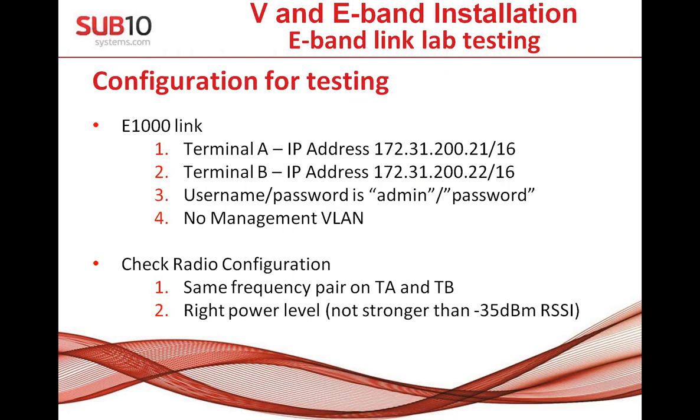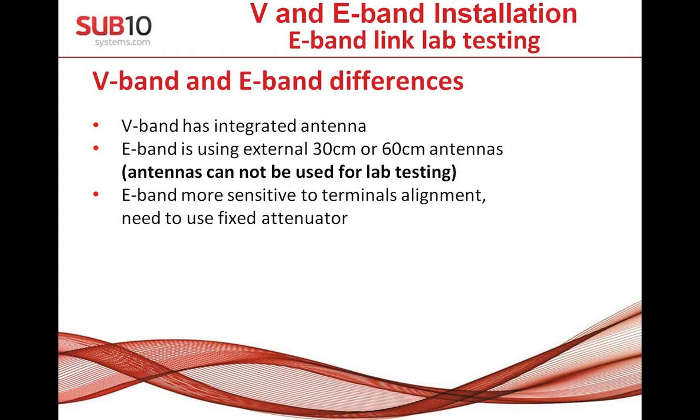For E-band, it's because I have a live system but there will be no time to check it so much, I just use the different addresses. On the V-band system, it's easy because we have an integrated antenna and we can just put antennas and some attenuator between.